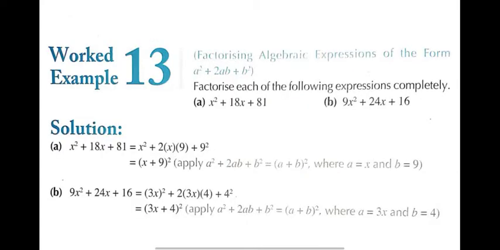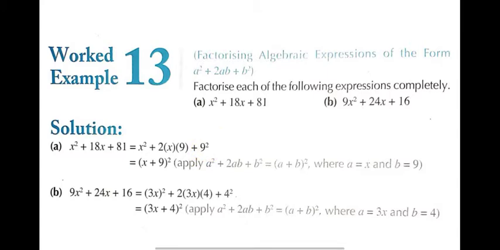Now, factorize each of the following expressions completely. So we have x squared plus 18x plus 81. The first thing we have to do here is we root the last one. So 81, when you root it, will become 9. So 81 is 9 squared. That means we can change the 81 into 9 squared.